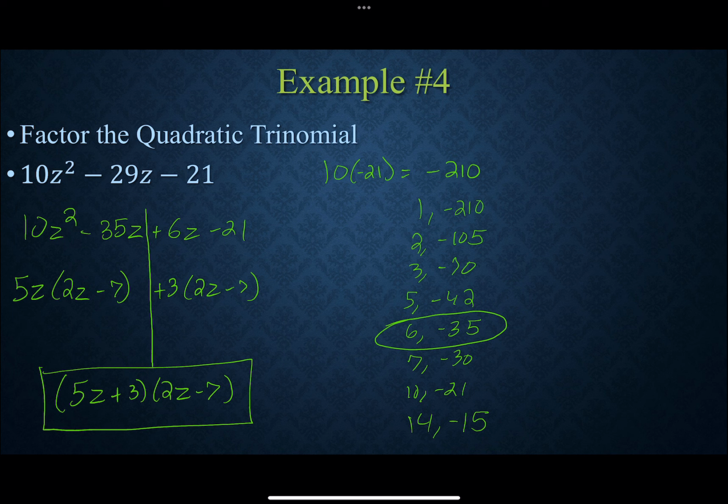You need to be comfortable with this. We're going to use it a lot throughout the year. So it needs to be something that's drilled into your brain if it hasn't been drilled in already, because this is a pre-calculus class.